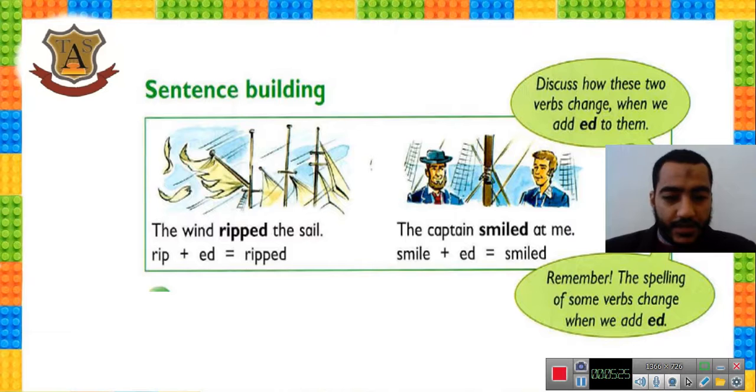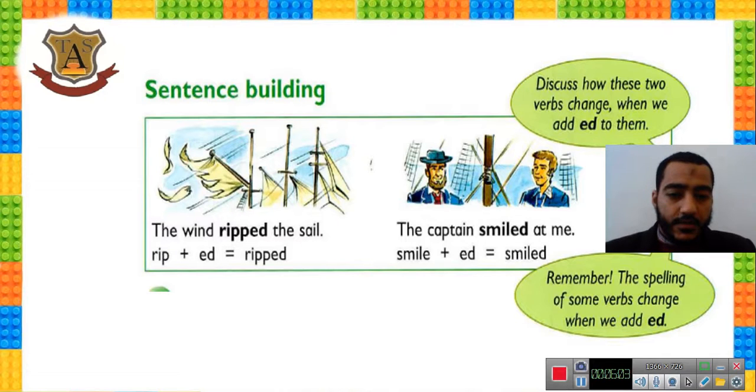Did you notice the change here? Who can tell me? Did we simply add just ed? We didn't do anything else to the verb? No, we did. We added another P sound. We doubled the last letter. Rip becomes ripped with two P letters.